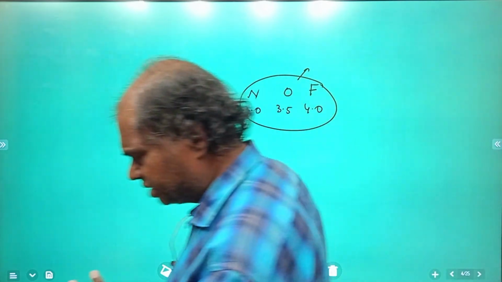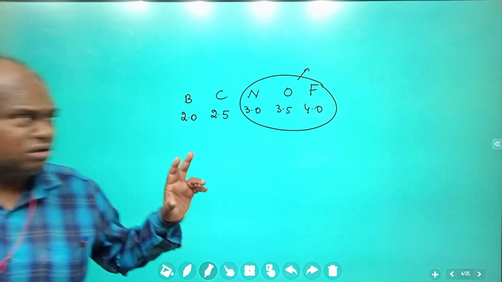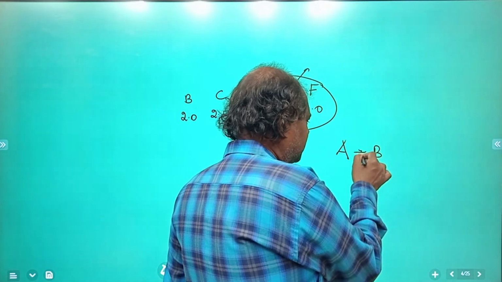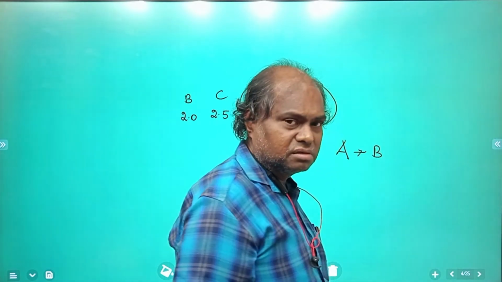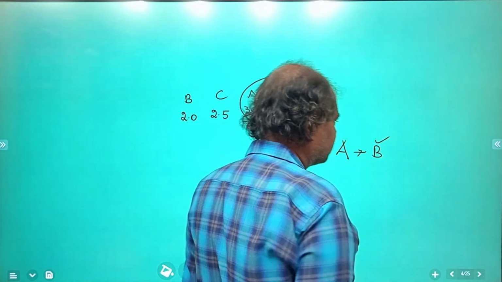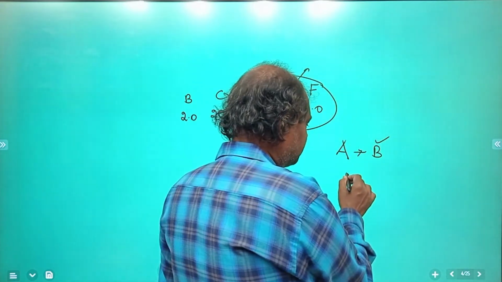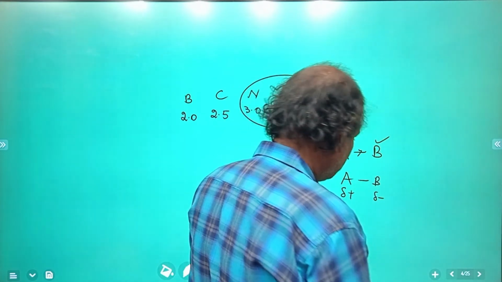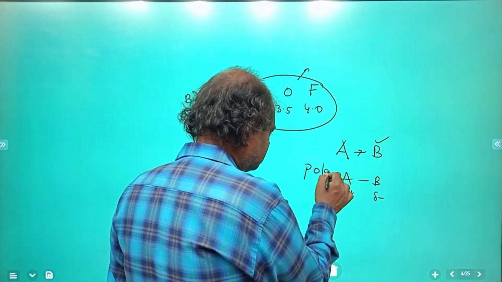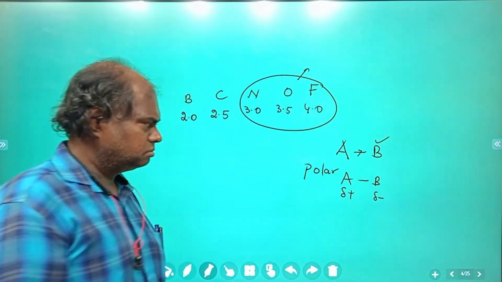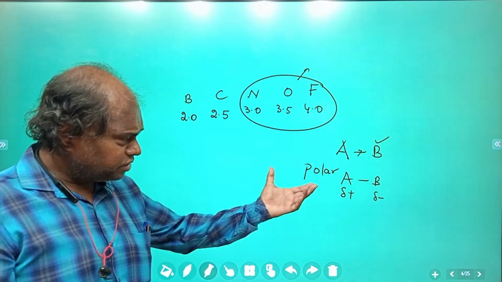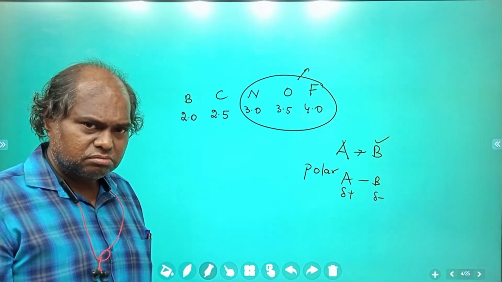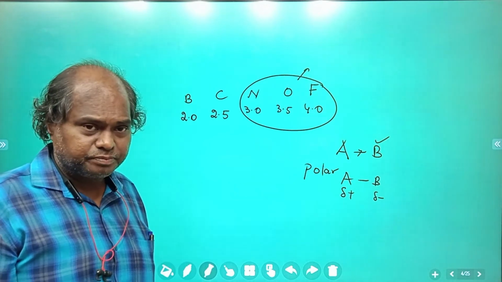So let me revise now. What is electronegativity? The tendency to pull the electrons towards itself. Suppose there's a bond AB, right? B will pull the electrons more towards itself compared to A. Okay. So B is said to be more electronegative. So, because of electronegativity, you get a small charge. And such bonds are called what? Polar. Okay. And the more the difference in electronegativity, the more and more polar the bond will become. Fine? It will become highly polar, right?